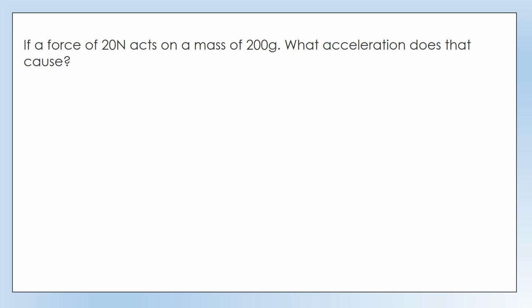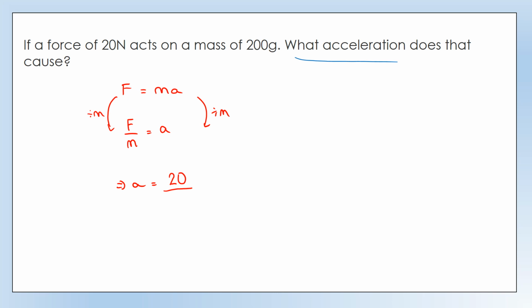So, here's our equation. We want to calculate acceleration, so we're going to need to get acceleration by itself. So we divide by mass. That gives us acceleration is force divided by mass. Okay, so now we can start our process. The force is 20 newtons, great.